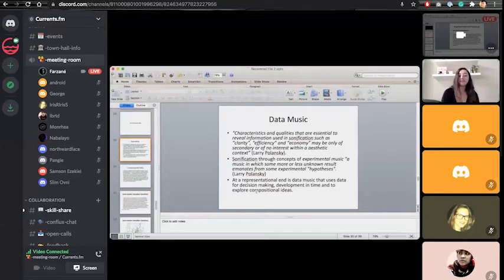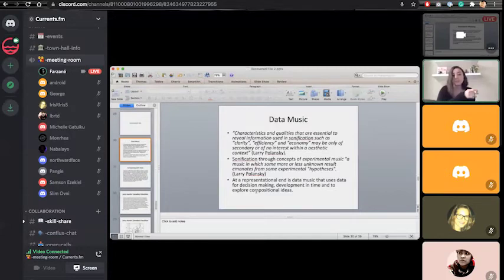And then Larry Polanski had the idea that the approach to experimental music itself is some kind of sonification. The idea of having a hypothesis and then ending up with a piece of music when you're doing experimental music is somehow a process of sonification all by itself, which is an interesting point. On the other side, you have more complex cases where the data is driving more parameters that affect decision making, development in time, and the compositional structure.